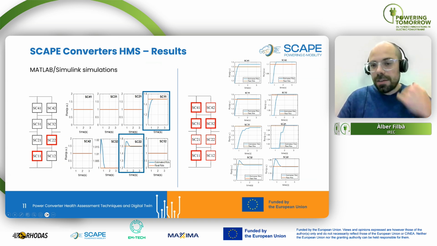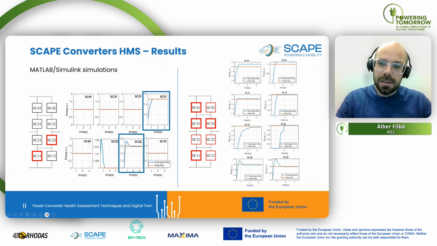And here on the right, we have a more complex scenario with degradation of all switching cells at different degrees. And similarly to the left side, you can see that the blue lines get very close to the orange ones, which are the actual value.